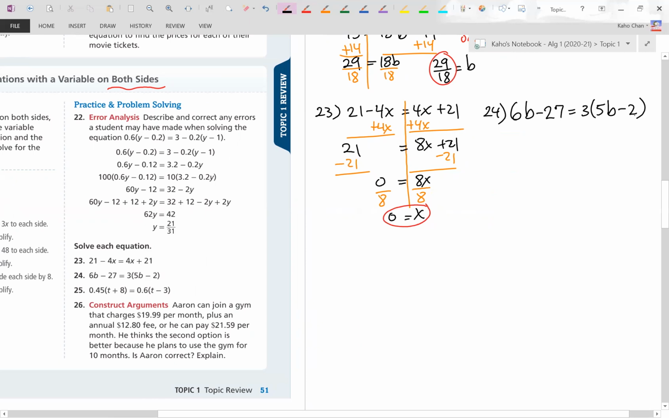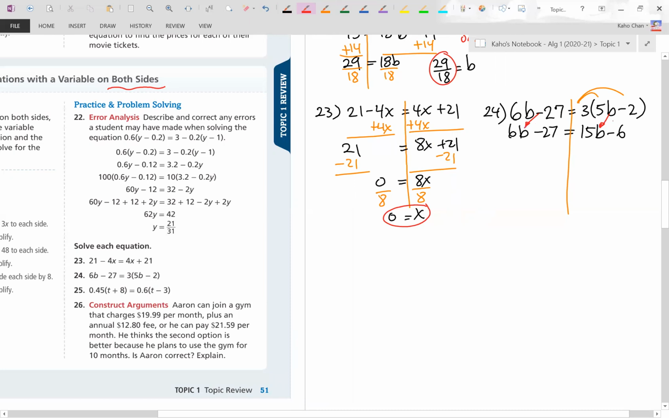Not a fan of the letter B because it can be confused with the number 6 very easily, but we'll make do. All right. First thing that's screaming out at me, besides the B's being on opposite sides, is the 3 distributive property. Let's go ahead and apply that. 3 times 5b, and 3 times negative 2.